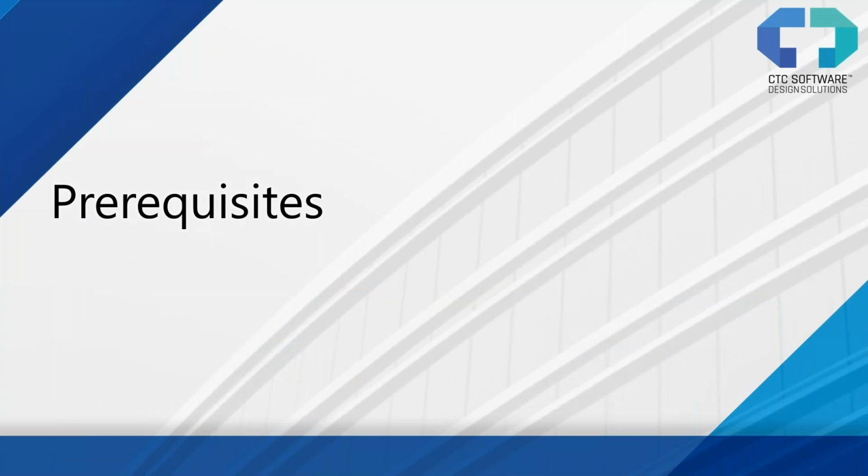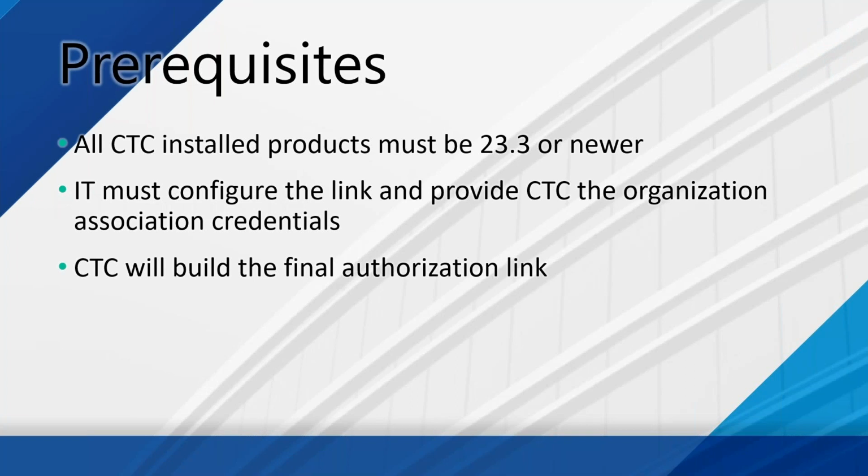So, a couple of prerequisites. I want you to be aware of what you need to have done on your side before you ask us to hook up to single sign-on. The most important one is that all CTC suites that are installed, all CTC products, must be 2023.3 or newer. I say or newer because there are updates that come out all the time, but 23.3 for all the suites is the minimum version that is known to fully support single sign-on across the board. So that's the version we're going to ask about if you're having any issues. Are you on .3 or not?